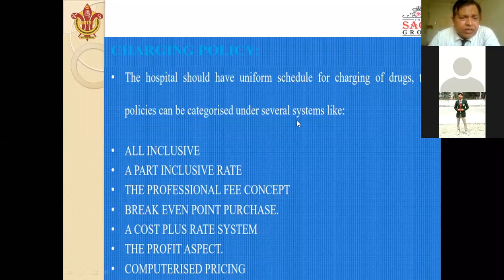Some government hospitals are giving all the medicines free of cost. Some charitable hospitals are giving some medicine free of cost, and some they are charging, and some they are including in their final bill, and some they are not including. We have to purchase on the basis of prescription or requirement from time to time from the pharmacy department.